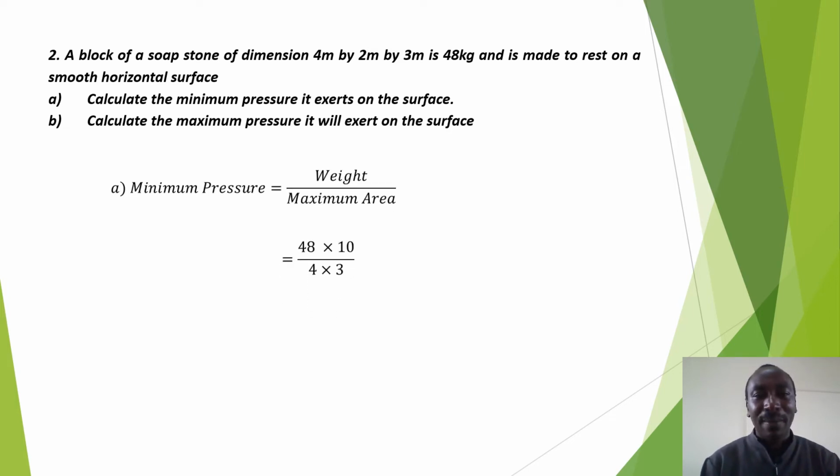In this case, our maximum area is 4 times 3, because the possible areas are 4 by 2, or 2 by 3, or 4 by 3. And 4 by 3 happens to be the maximum area of contact. Remember to convert the mass that you are given to weight by multiplying by gravitational field strength, which is approximately 10. Therefore, we have 48 times 10 to make it 480 newtons, divided by 4 times 3, which is the maximum area. And therefore, we get the minimum pressure to be 40 newtons per square meter.